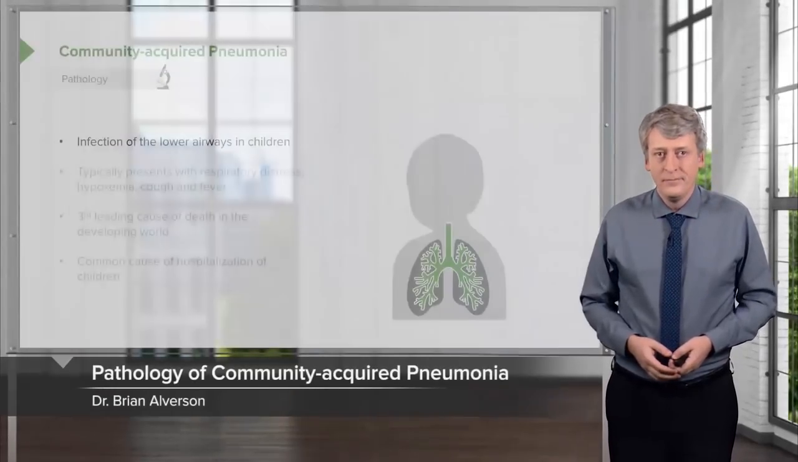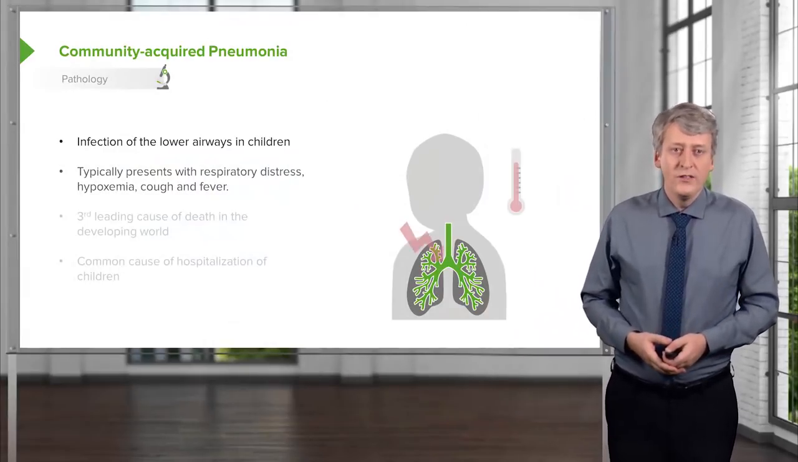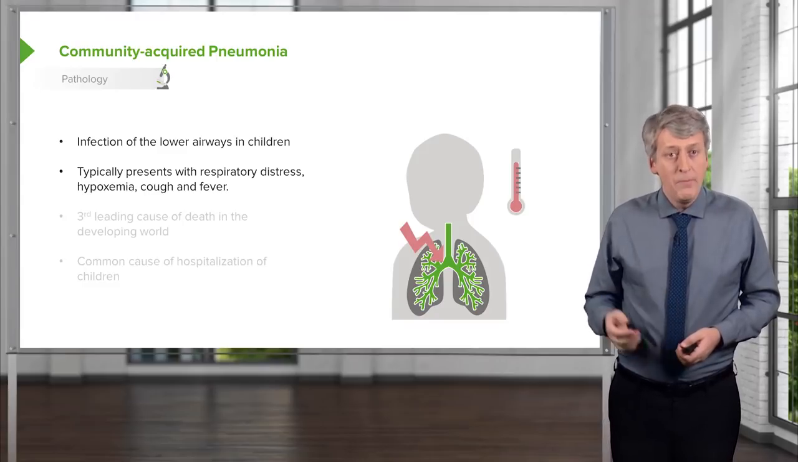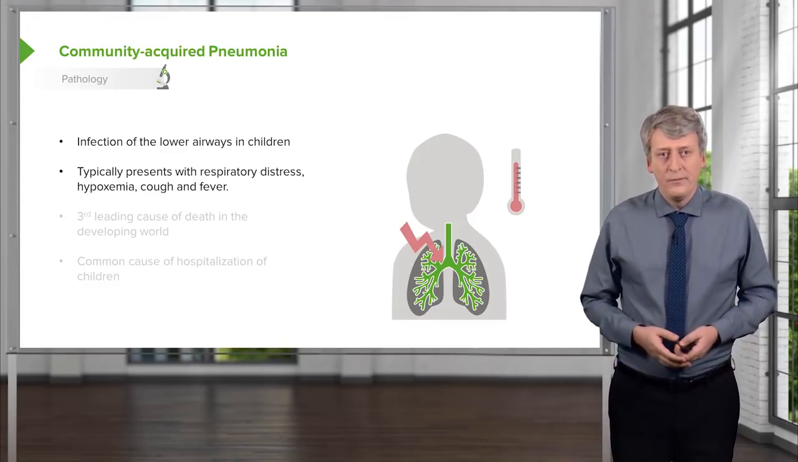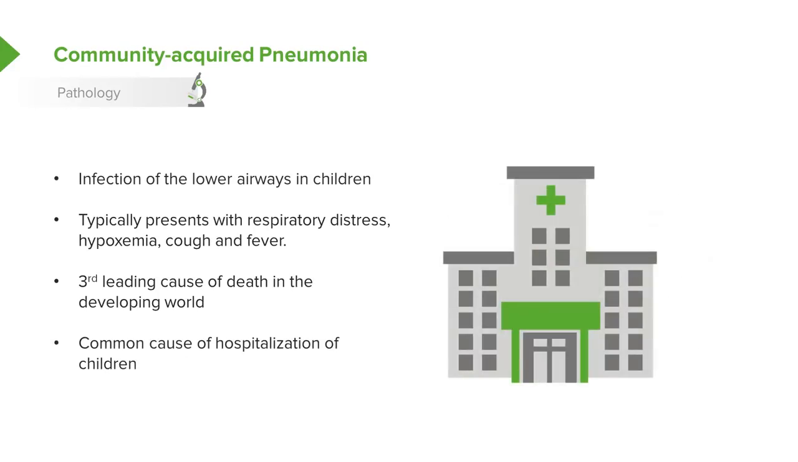In this lecture, we're going to discuss pediatric pneumonia. Pediatric pneumonia is an infection of the lower airways of children. It typically presents with respiratory distress, hypoxemia, cough, and fever. In the entire world, it's actually the third leading cause of death of children, and it's a common cause of hospitalization in the United States.